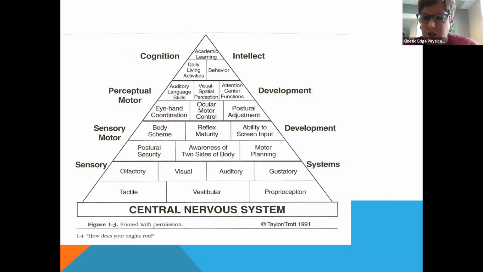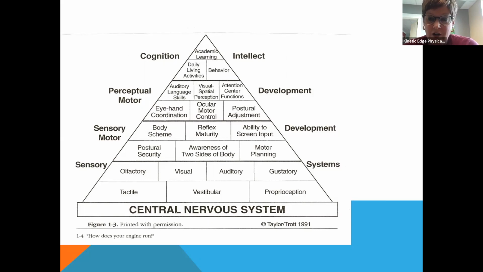This slide explains a little bit about why sensory processing is so important to all of development. If our development is like a pyramid, and I say our because for adults this is the same thing, we have academic learning up at the top, behavior and daily living activities right below that. Those three areas are the top areas where we hope that our children have success and are able to do things with, have things be as easy as possible for them.